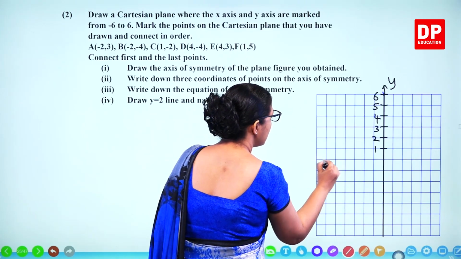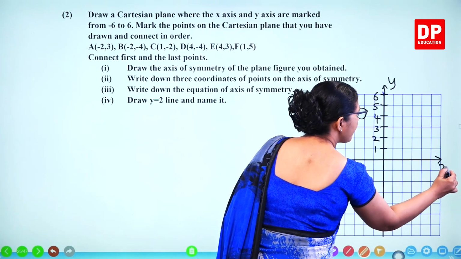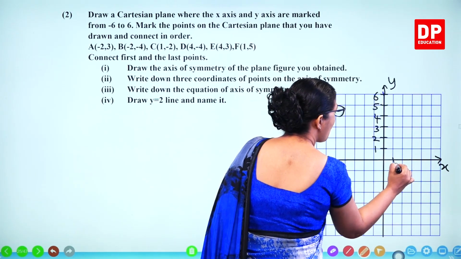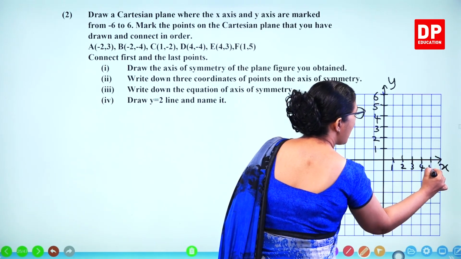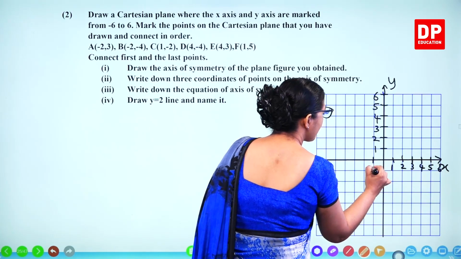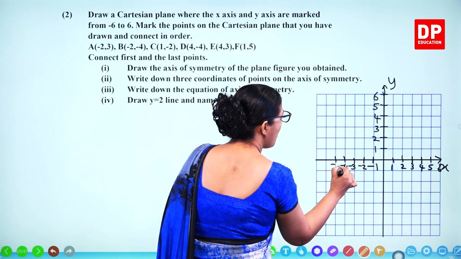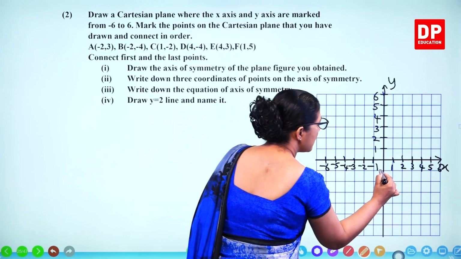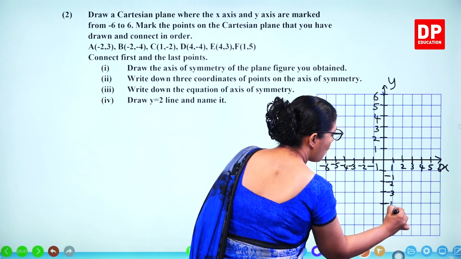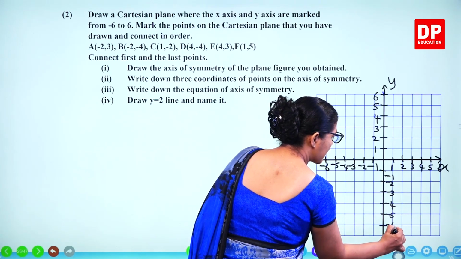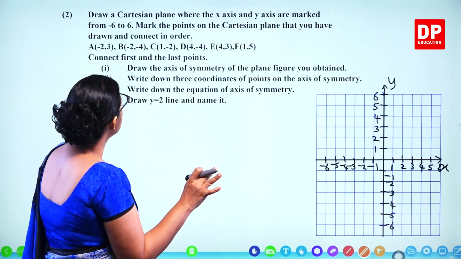And then to this side, 1, 2, 3, 4, 5, 6, and -1, -2, -3, -4, -5 and -6. Here -1, -2, -3, -4, -5 and -6. So x and y. You get marks for that, for the scale.